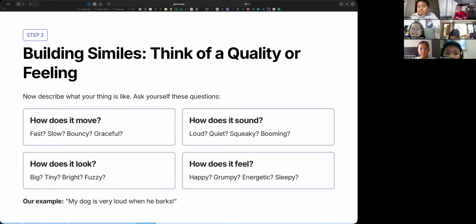Ooh, excuse me. That was loud, wasn't it? My dog is as loud as fireworks. Ooh, that sounds good. Yes, I think that works. Fireworks is loud, isn't it? When you hear the fireworks exploding in the sky, don't they sound like explosions? Don't they sound like cannons going off in the sky? So it's really loud. So it probably means my dog barks really loudly, right? So my dog is as loud as fireworks. Yes, that works. Anybody else want to try?